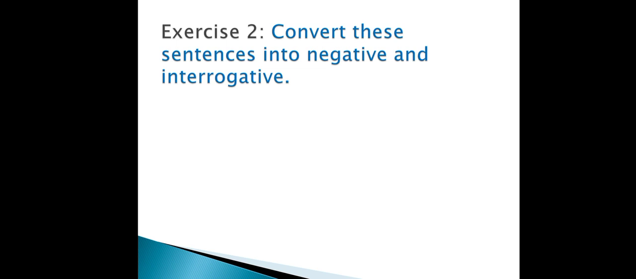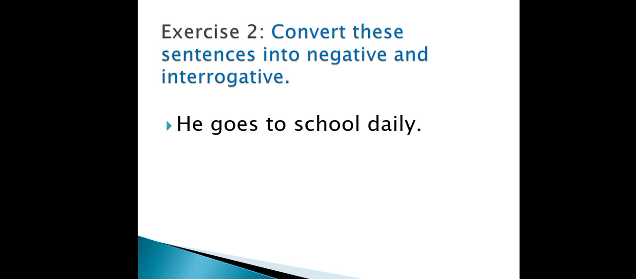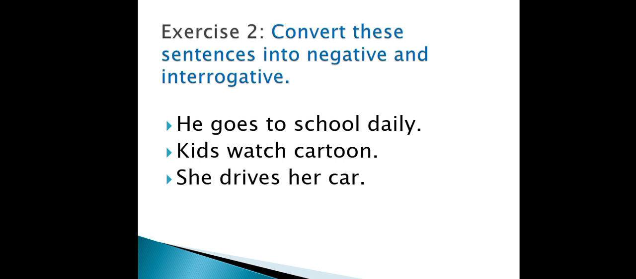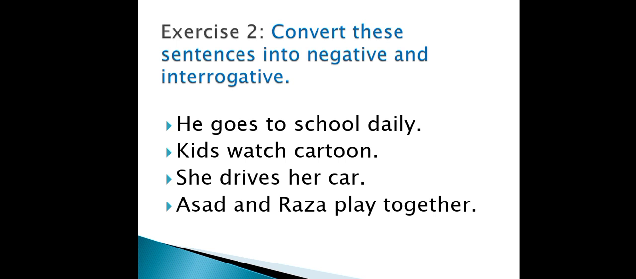Exercise 2. In this exercise, you have to convert the given sentences into negative and interrogative. So you have to be very quick, okay? He goes to school daily. Make negative and interrogative sentences for all of the given sentences. Sentence number 2, kids watch cartoon. She drives her car. Asad and Raza play together. Pause the video here and note down your answers.